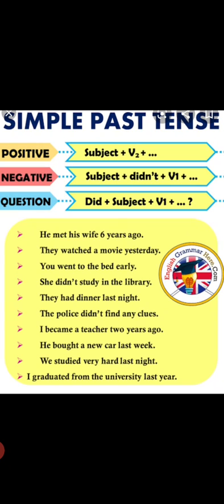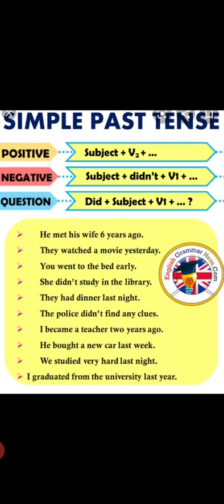Next is negative sentence. For negative sentences, we use subject plus did not plus first form of the verb. Okay. For example, Ria did not bake a cake. Now, we are using did not plus first form of the verb. We are not using second form of the verb. We are using first form of the verb for negative sentences.